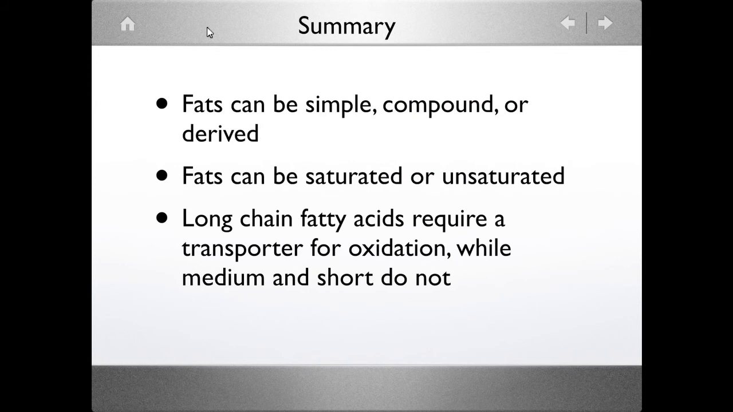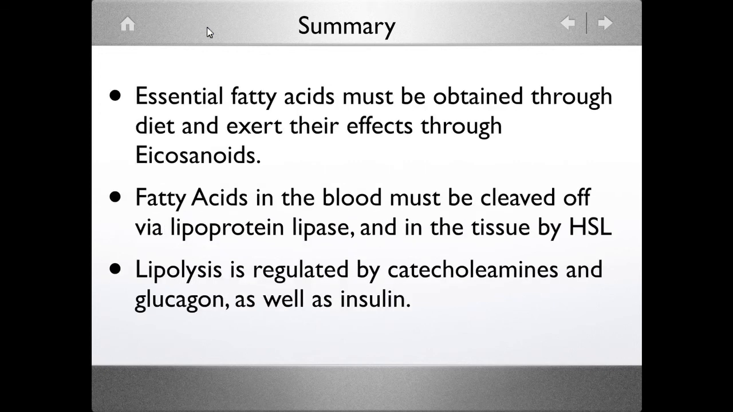So in summary, fats can be simple, compound, or derived. Fats can be saturated or unsaturated. And long-chain fatty acids require a transporter for oxidation, while medium and short do not. That could have certain implications on sport performance, as we'll discuss later. Essential fatty acids must be obtained through diet and exert their effects through eicosanoids.